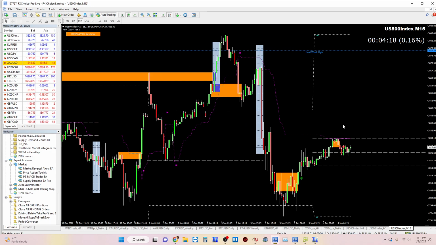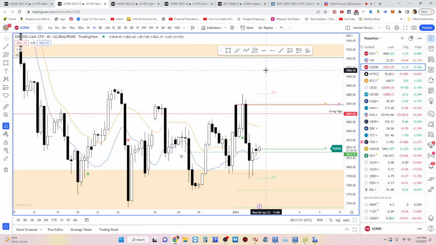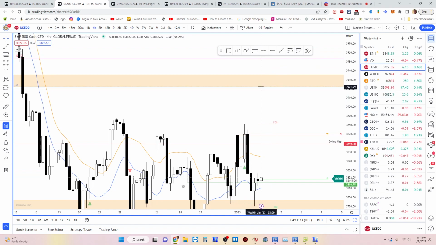What's interesting about the market profile and what you're showing right now is your upside targets are also very similar to mine. I think you said 3,900 or something around that, right? 39.21. So this is the S&P 500.